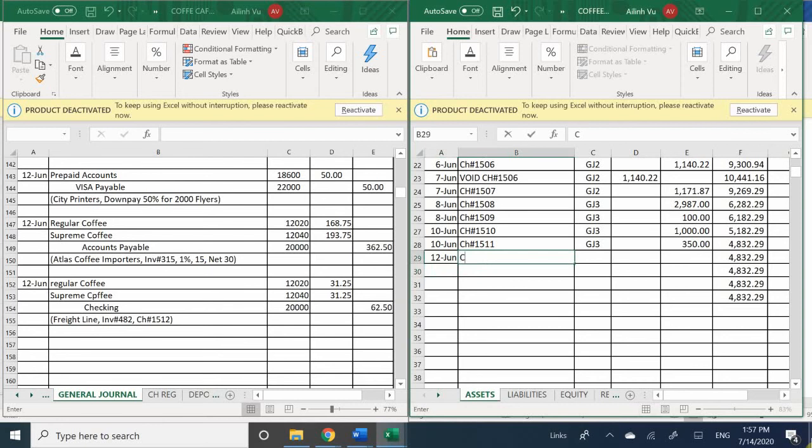Okay, yes, and we're gonna write check number, was it 1512? Yes. Okay, general journal number 4, and nope, we're on 12. And this check amount was for $362.50, right? No, nope. What am I doing? It's just $62.50. Oh, 62, right. Yes, that's right. This is just the freight.